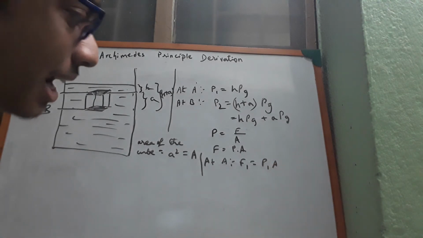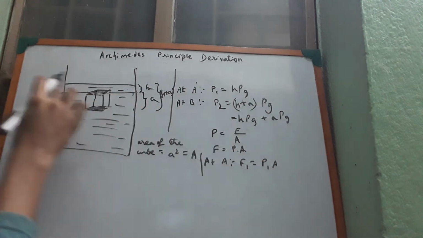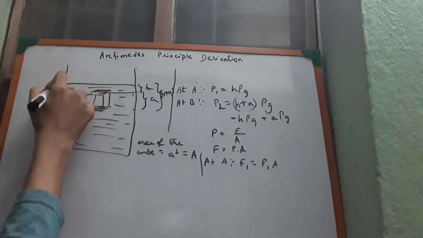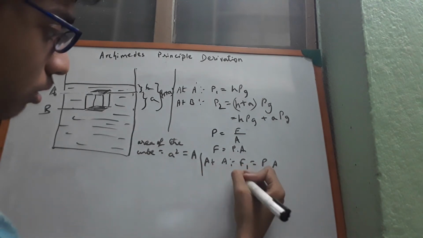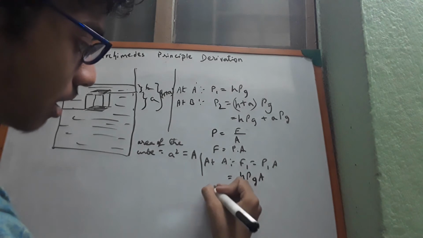So we need not name it A1 or A2, just area is A. By the way, this A and this A are not the same. This is at this point, at this height. Okay, so don't get confused, please. So there is just P1, which is h rho g, so h rho g times A.